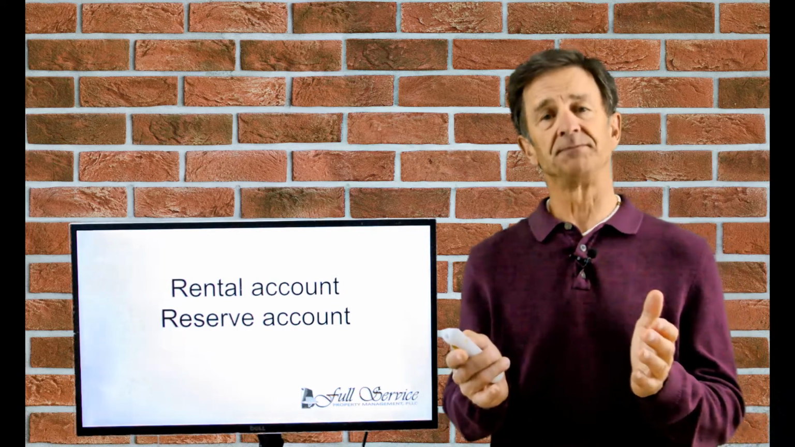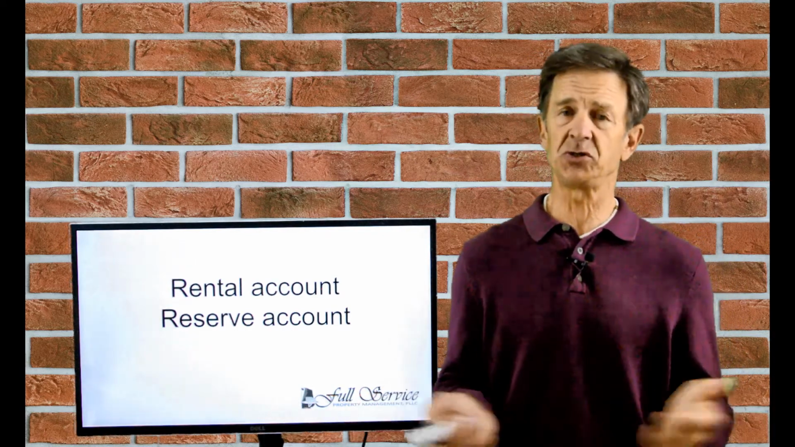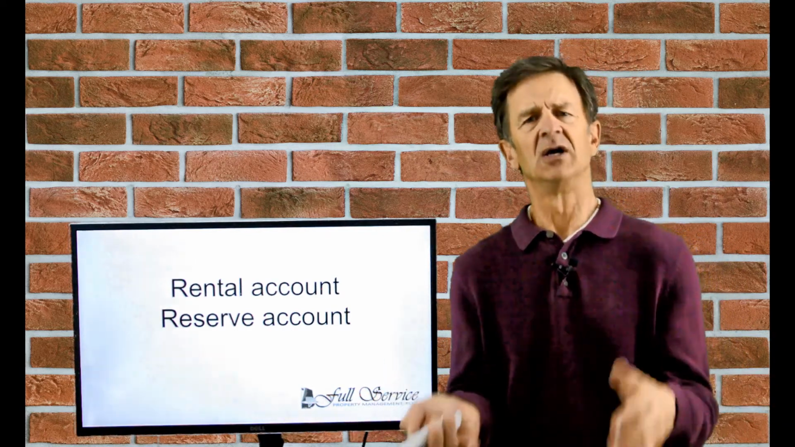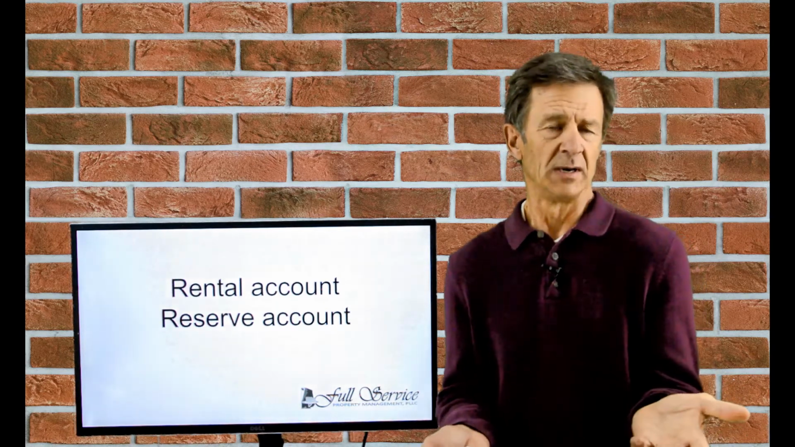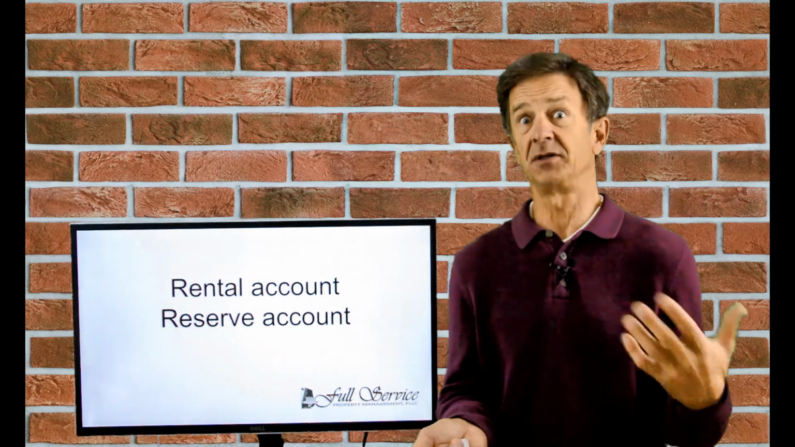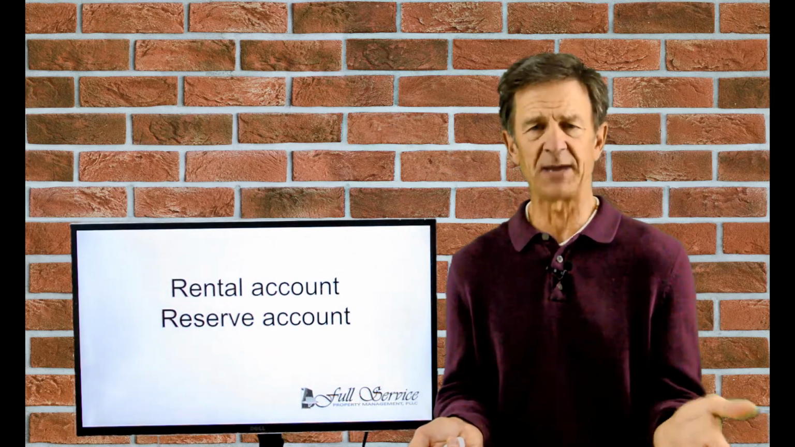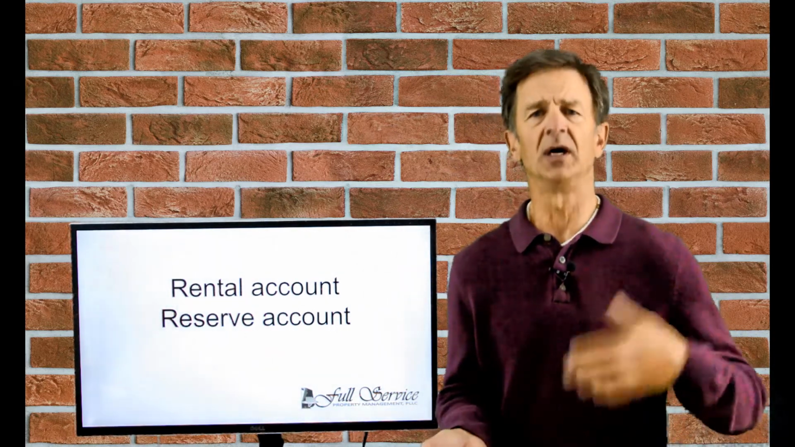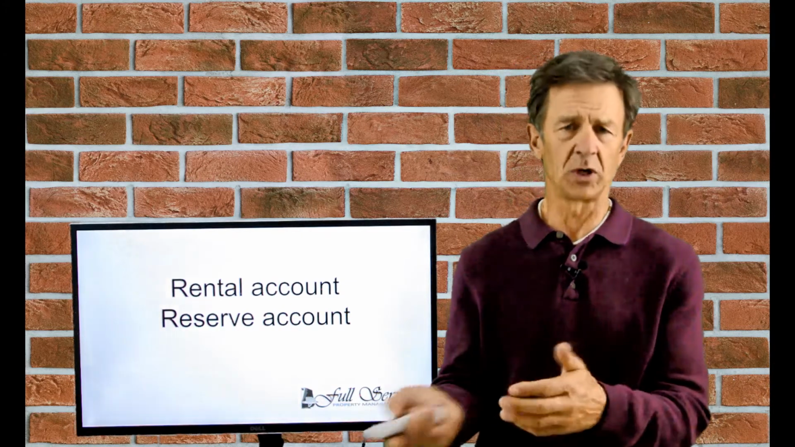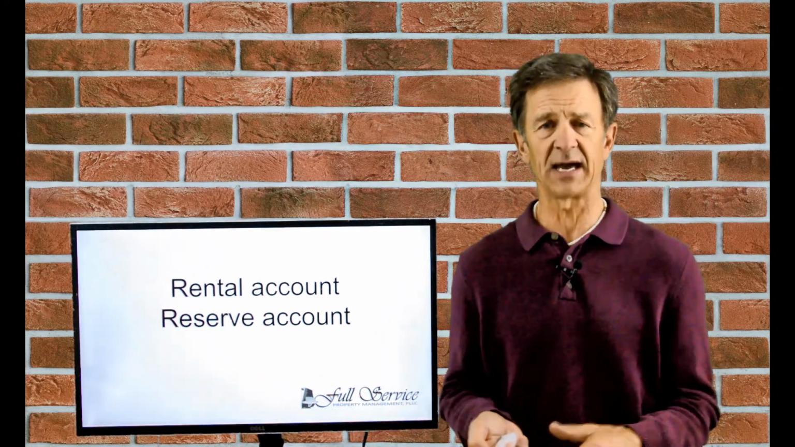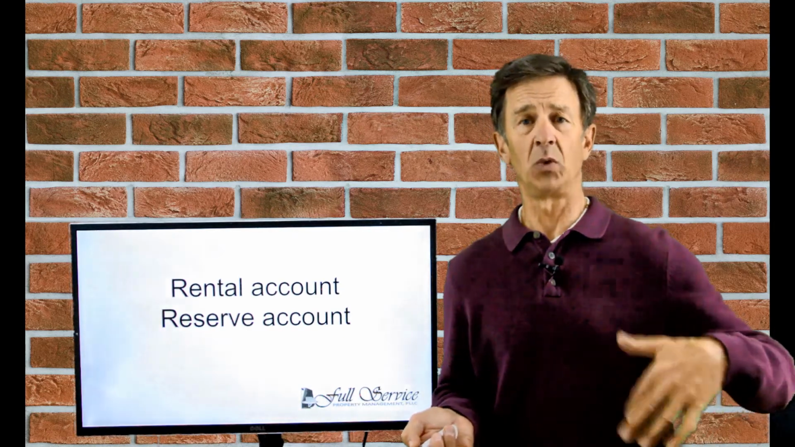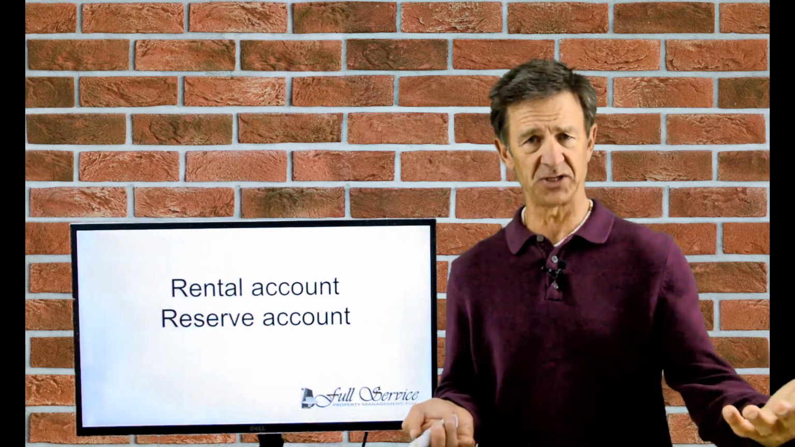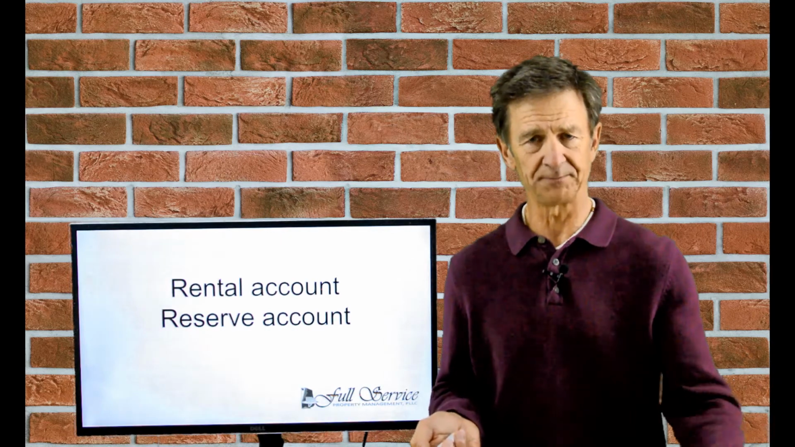We recommend that you set up actually two accounts. One would be a rental account for the operating expenses of the property. This might include your monthly mortgage, the utilities, any landscaping, anything that's recurring on a regular basis would come out of a rental account. This is also where the checks that we send you, that your property manager sends you, would go into this account.